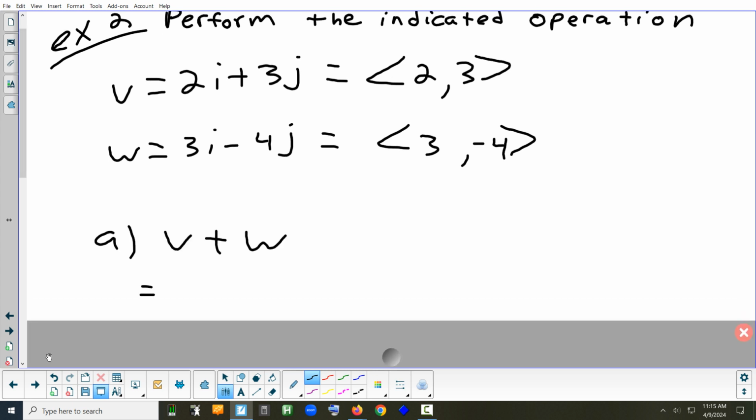Okay, so the first thing they want us to do is v plus w. No sketching. Don't sketch it. Okay. So if you were to add these two vectors together, can somebody give me the answer in unit vector form? Yep. Root 5i minus 1j. Yep. You can say minus 1j. You can also just say minus j.